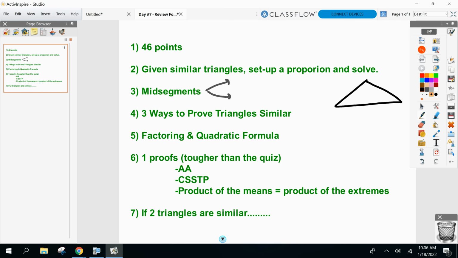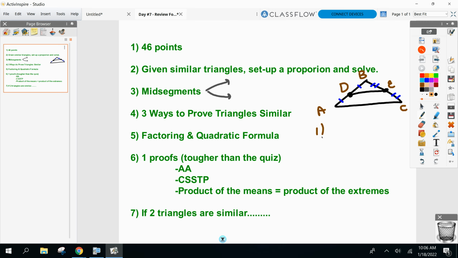A mid segment connects what? It can't be just any random line. These points have to be what? Midpoints. They have to be midpoints. So let me put those markings on. All right, they have to be midpoints. So let me name this triangle ABC, and name the midpoints D and E.